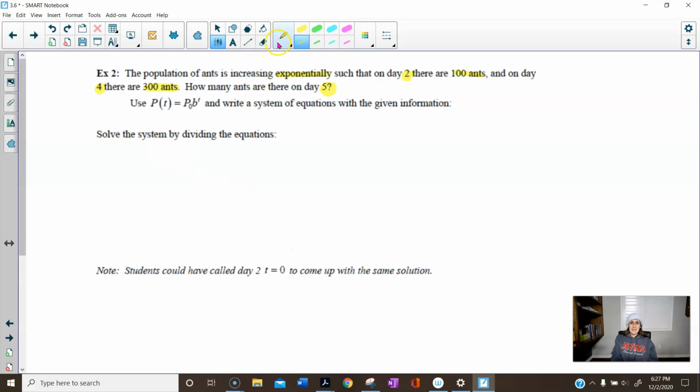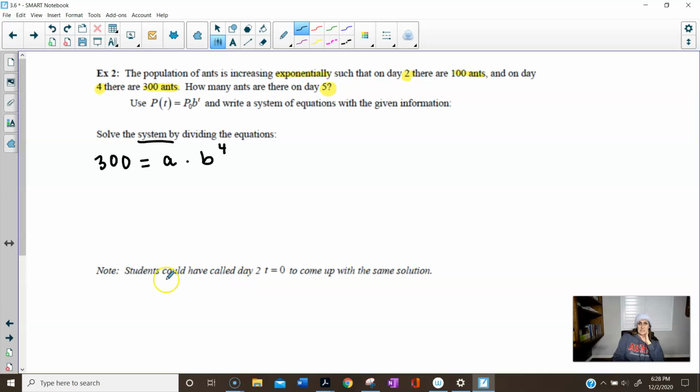We are going to have a system of equations, which means we're going to have 2 equations in 2 variables, and then we can divide those 2 equations to get our answer. So let's start with day 2. Actually, let's start with day 4. I like to start with the bigger one first. So on day 4, 300 ants is equal to A times B raised to the 4th power. So T stands for time, and there's 4 days.